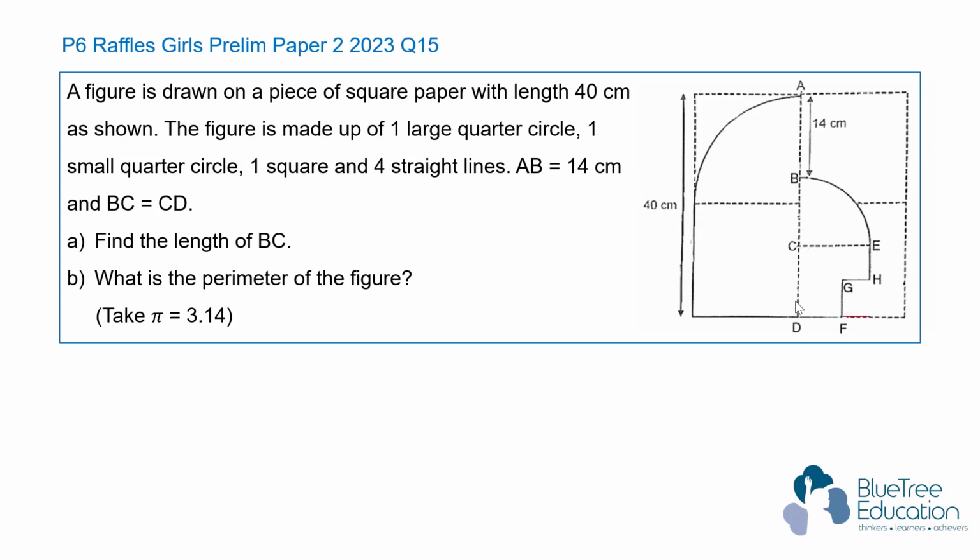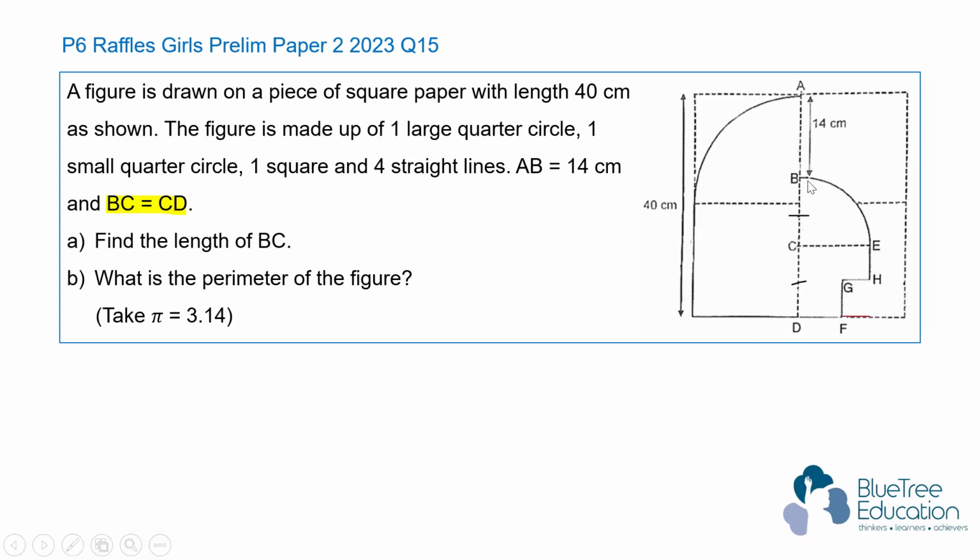Now, based on this question, let's put in some information from the question that is not shown in the diagram. Mainly, BC equals CD. So let's just indicate that they are the same. Now, from here, what are we trying to find? For part A, the length of BC.